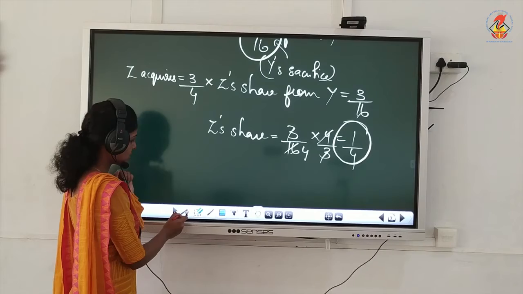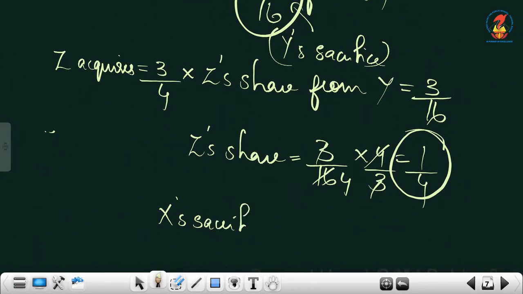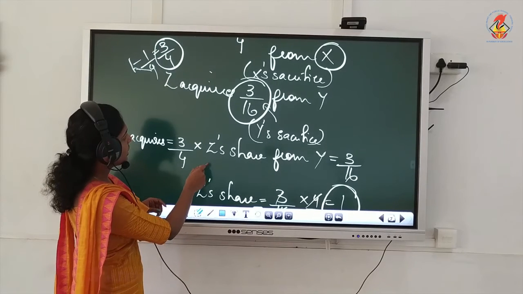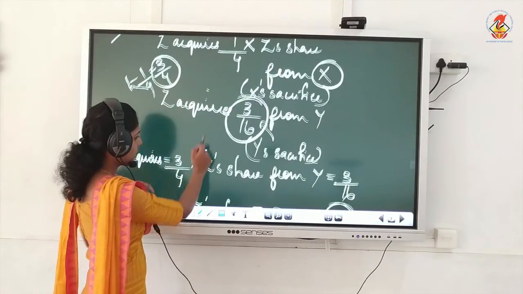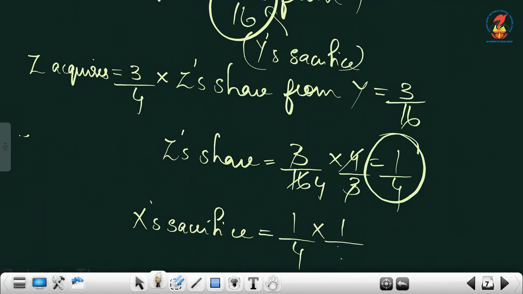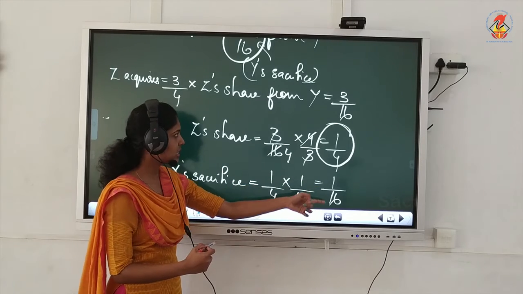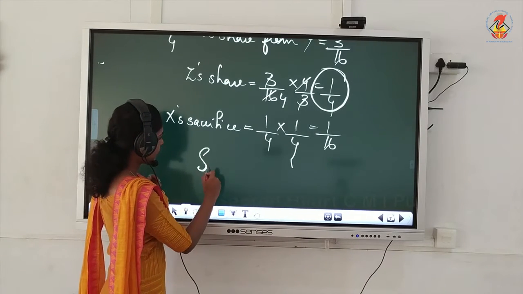We have to get the sacrificing ratio also, isn't it? Yes. So what is X sacrifice? X sacrifice is equal to 1 by 4 of Z's share. And now that Z's share we got, it is also 1 by 4. You understood? 1 by 4 of Z's share we got as 1 by 4. So X sacrifices 1 by 16. Y sacrifice already we have 3 by 16.